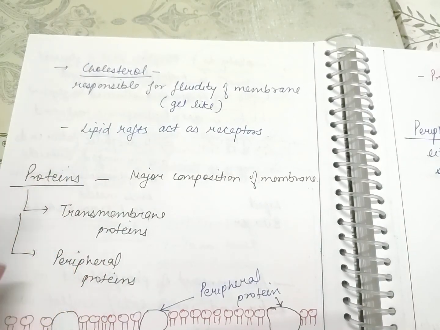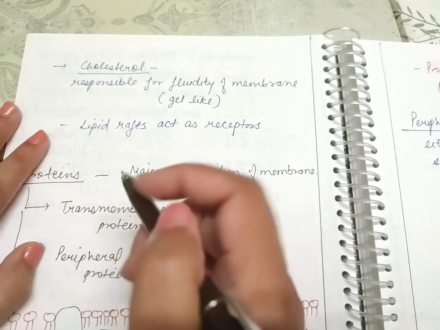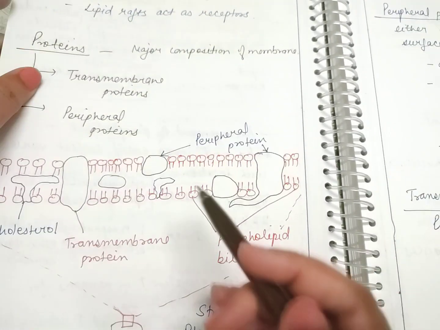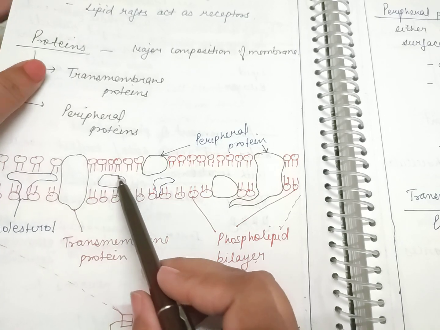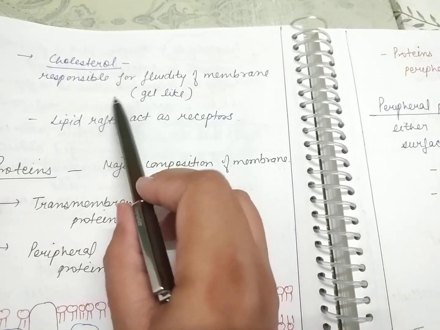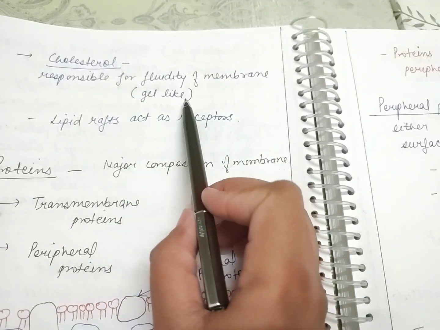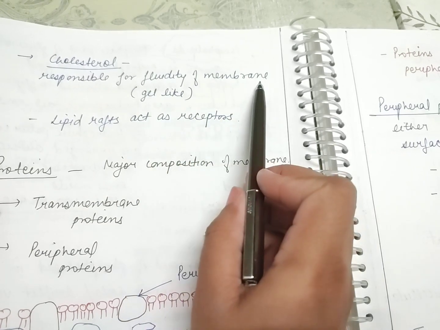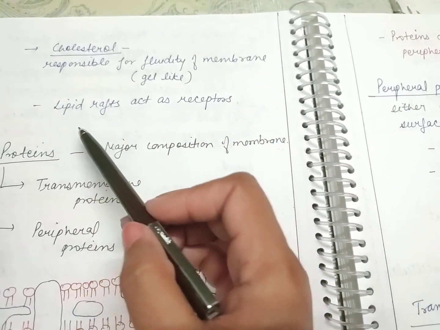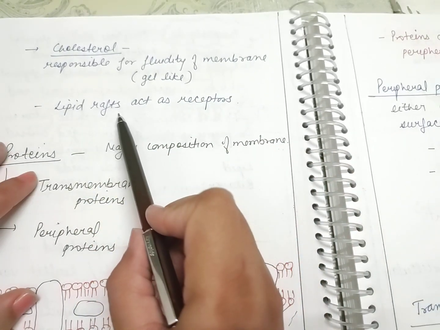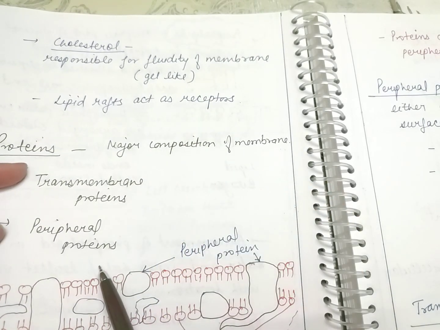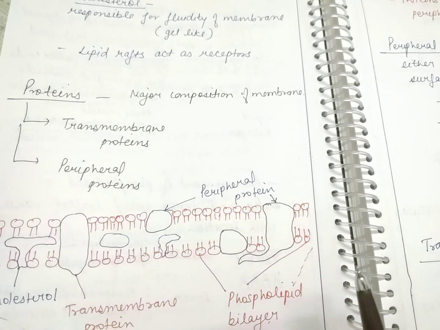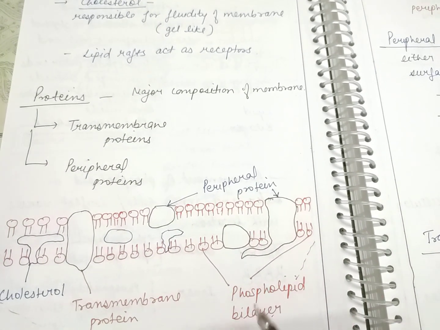In fats, you can't skip cholesterol also, because cholesterol is present as a collection in between the bilayer. For example, this is cholesterol, and this cholesterol is responsible for the gel-like structure of the membrane, and that's why we call it the fluidity of the membrane. As cholesterol collects, lipid rafts are also present, which act as depressions over the cell membrane, and they act as receptors. So this is all about fats in brief.